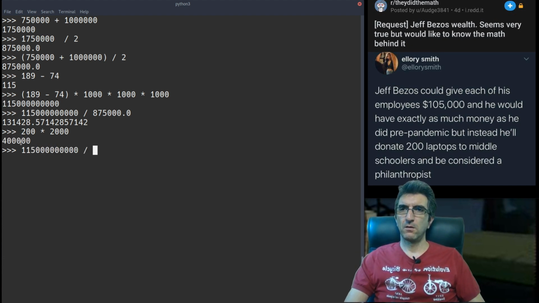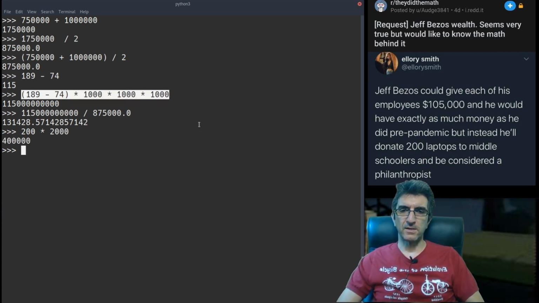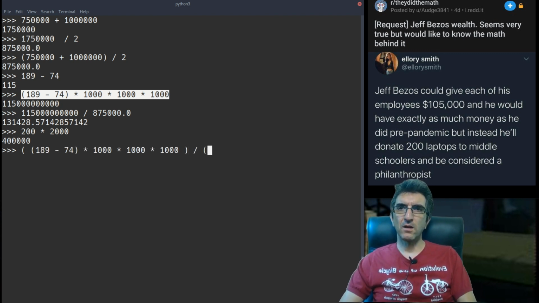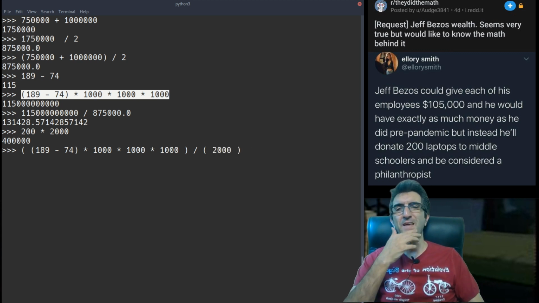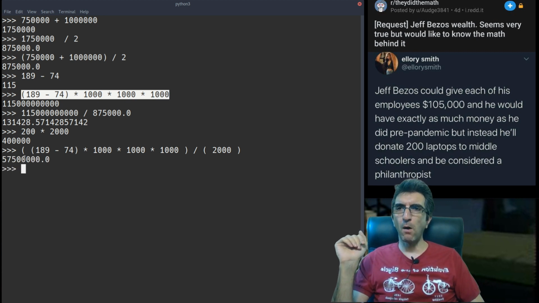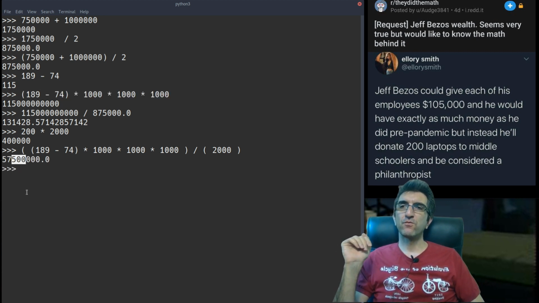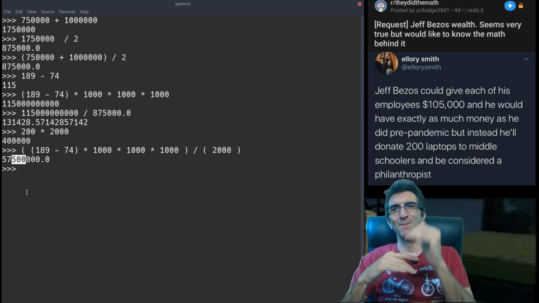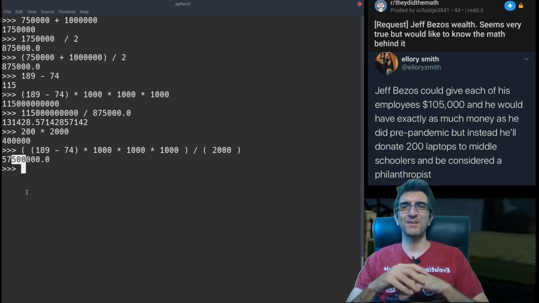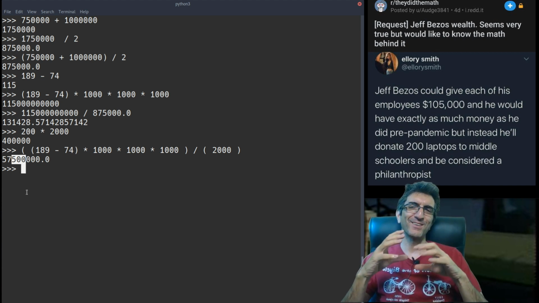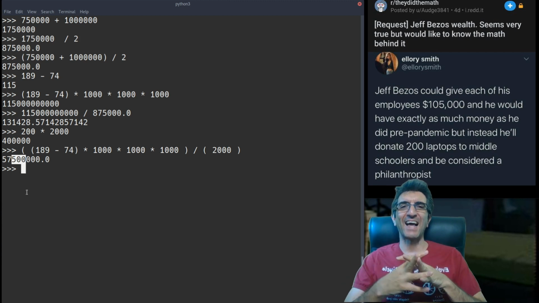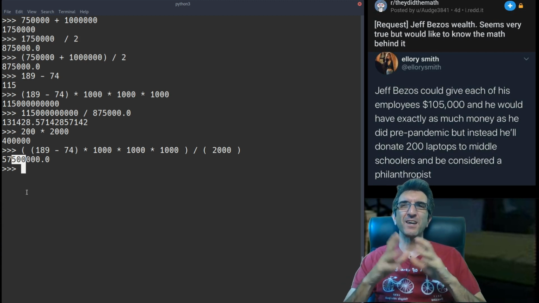Let's try. Also, you can do it like this. You can say, I need this number divided by, for example, the price of each laptop. So he could buy 57 million laptops, and he would have the same money as he had before the pandemic. This is not against Bezos. I just wanted to show you how you can do calculations in Python IDLE.